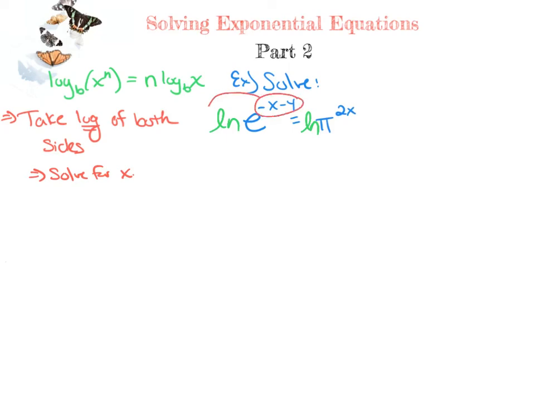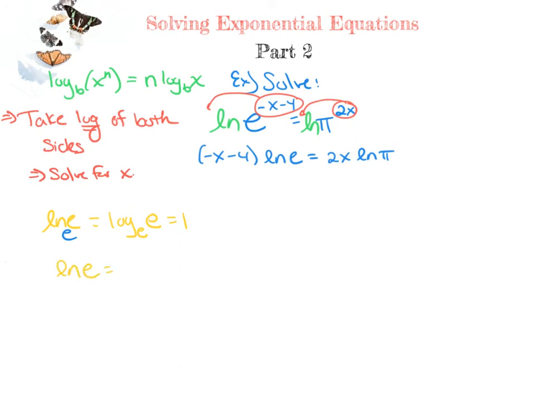Okay, the whole point is to move the exponents in front now that we have logarithms. So here's what we have. We have (negative x minus 4) times ln of e equals 2x times ln of pi. Now remember, for ln of e, this really means log base e of e. That's what ln is short for, log base e. So the exponent we put on an e to keep it an e is the exponent 1. So this whole expression, and you can verify with your calculator, ln of e is just equal to 1. So really what we have is (negative x minus 4) times 1 equals 2x times ln of pi.